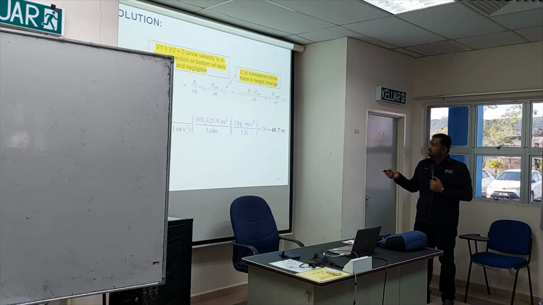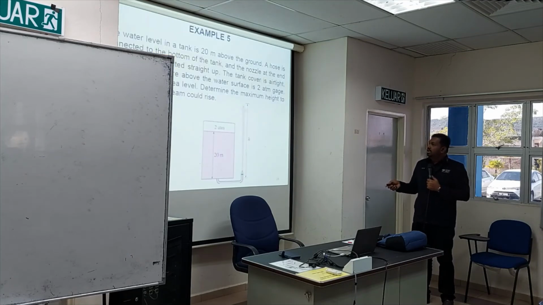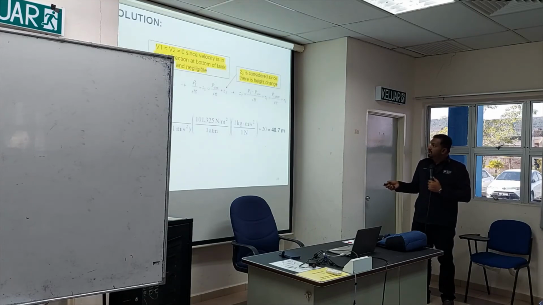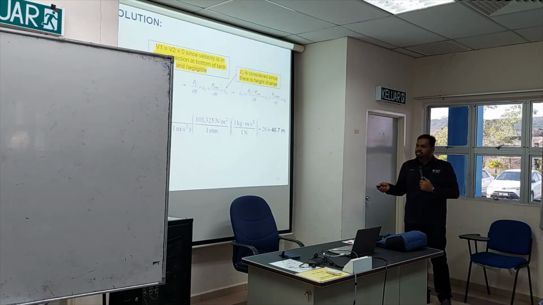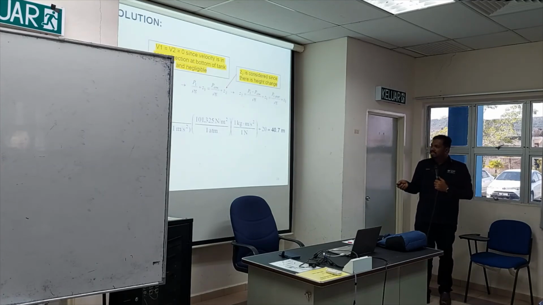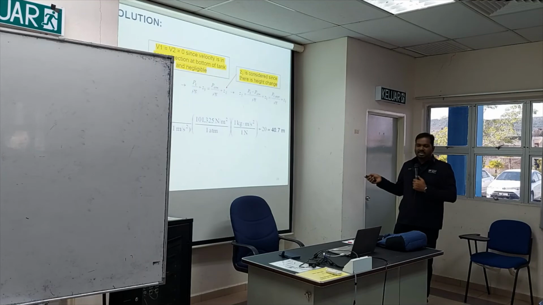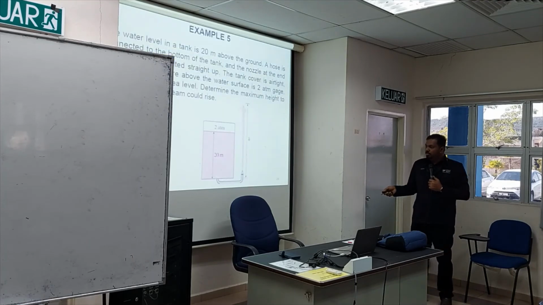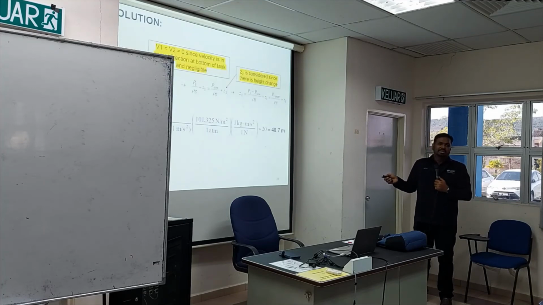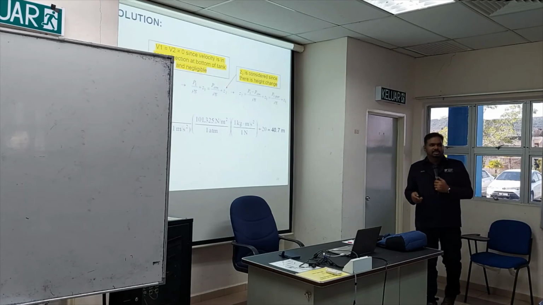Okay, so P1 gauge is 2 atm, 1000, 9.81. So this is your unit conversion, plus dengan yang ni 20. So that is your Z1. So you solve yang ni, you akan dapat Z2 equals to 40.7 meters. Meaning if you open this valve, the water will drop and this water will jet up to 40.7 meters. So itu adalah calculation dia.